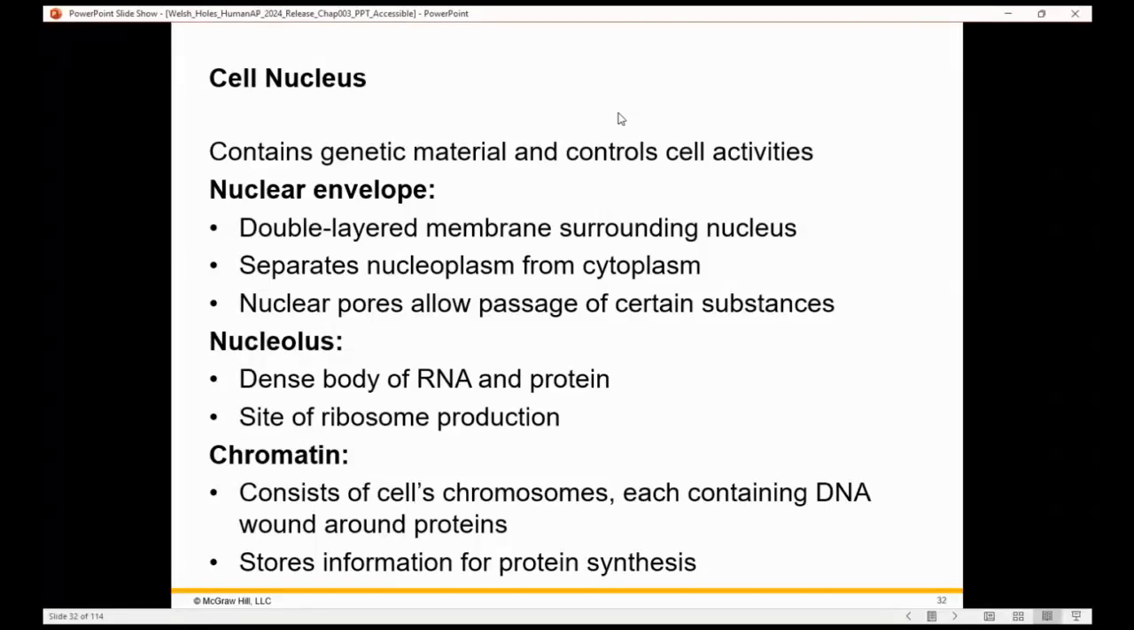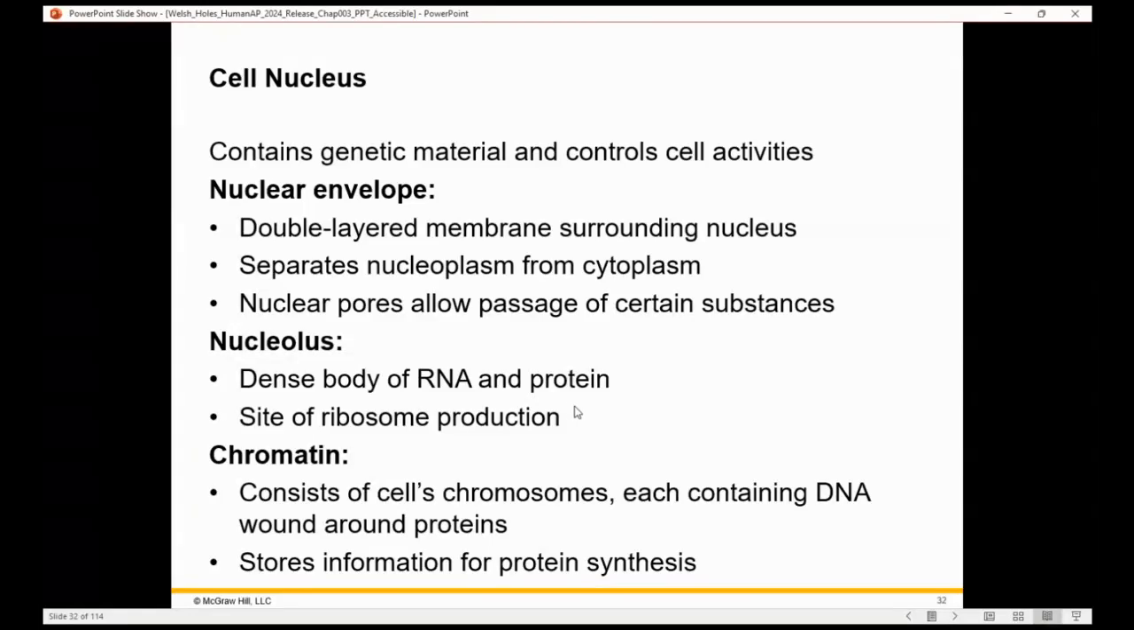Okay, moving on, the cell nucleus. It contains genetic material and controls cell activities. The nuclear envelope is a double-layered membrane that surrounds the nucleus. It separates the nucleoplasm from the cytoplasm. It has nuclear pores that allow passage of certain substances between the cytoplasm and the nucleoplasm.